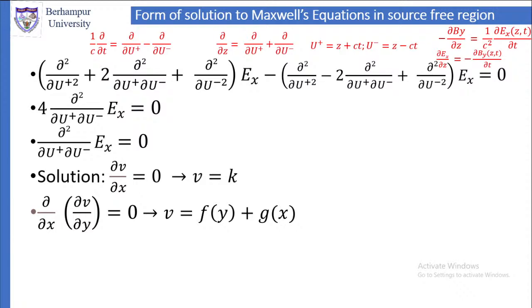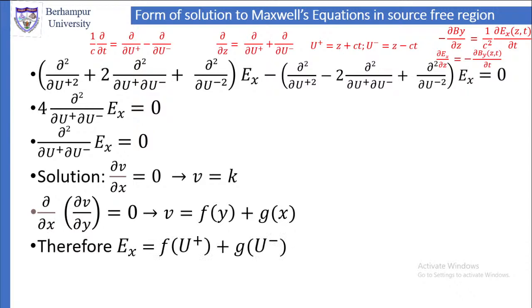Similarly, now x and y are independent of each other. Therefore, this operation we can interchange. If ∂/∂x operating on ∂v/∂y is equal to 0, then ∂/∂y operating on ∂v/∂x will be equal to 0, which means again v will be a function of x. So v is a function of x, v is a function of y, and this has to be an additive operation. So v is equal to f(y) plus g(x). f is an arbitrary function, g is an arbitrary function.